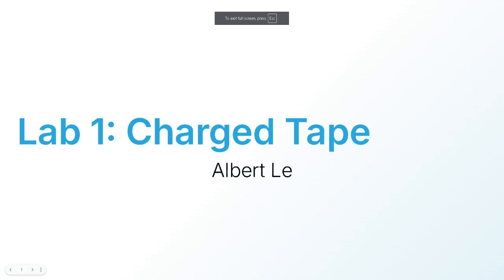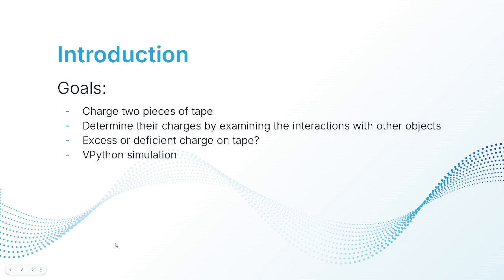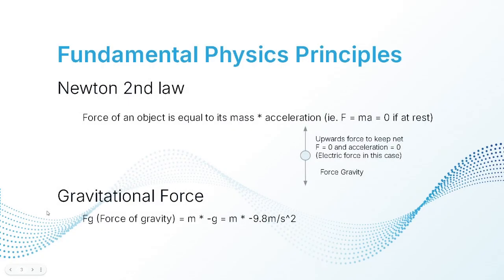Hello, I'm Albert Lee doing Lab 1 for Physics 2, charge tape. Our goals were basically to determine what the charge sign was on the tape, and then, by those excess or deficient values, how many electrons, and then we would run that through our VPython.